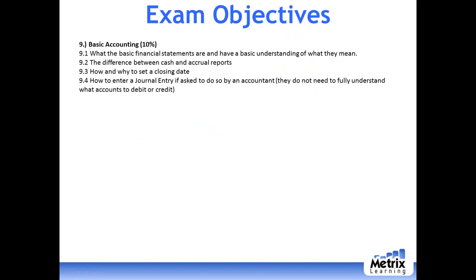Topic number 9 is basic accounting, 10% of the questions. What the basic financial statements are and have a basic understanding of what they mean. You'll want to know the difference between cash and accrual reports. So again, accrual-based accounting recognizes expenses and income in the period that they have occurred, regardless if payment has actually occurred. But cash basis accounting does not recognize items until they have actually been paid.